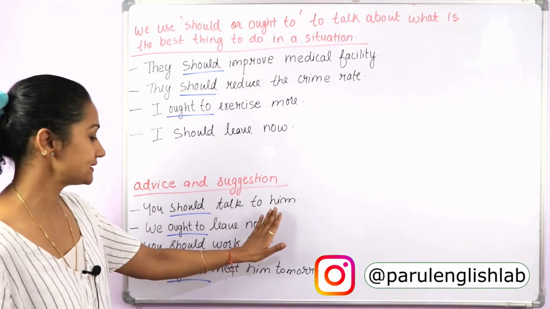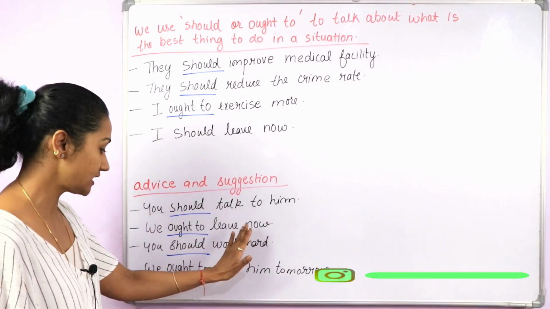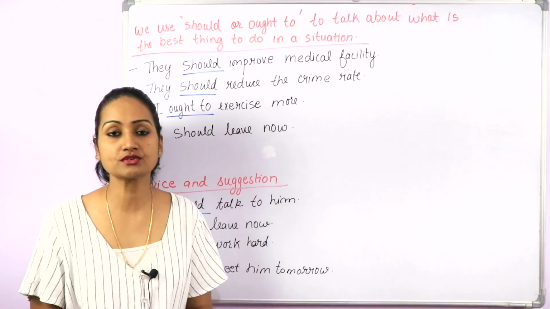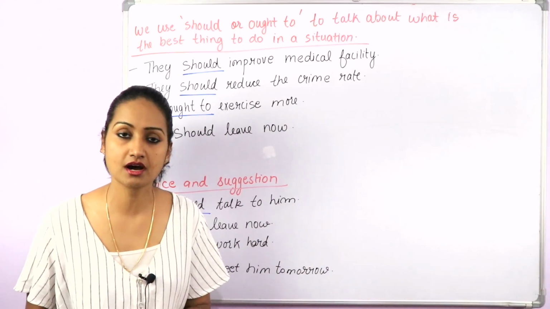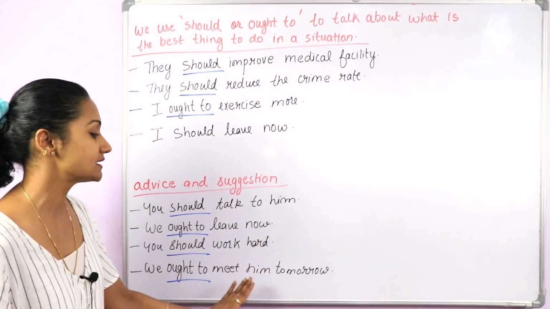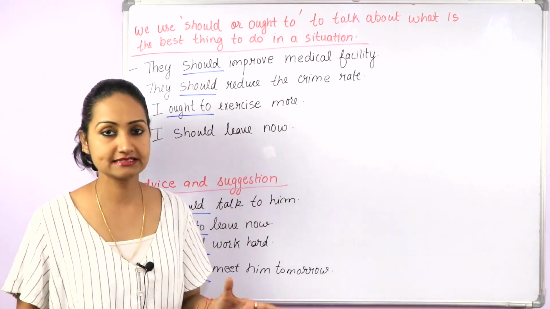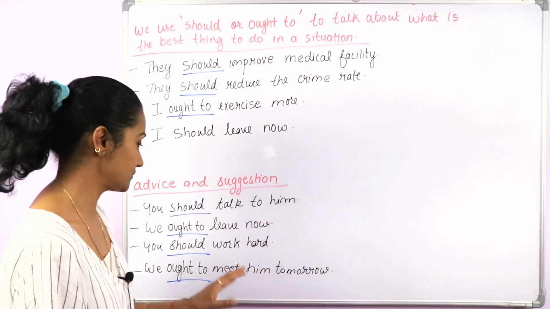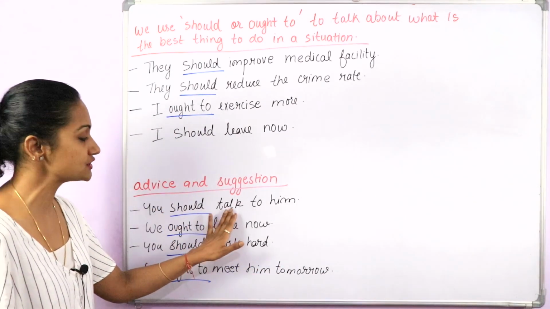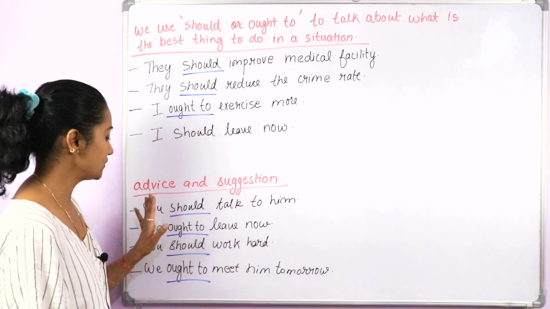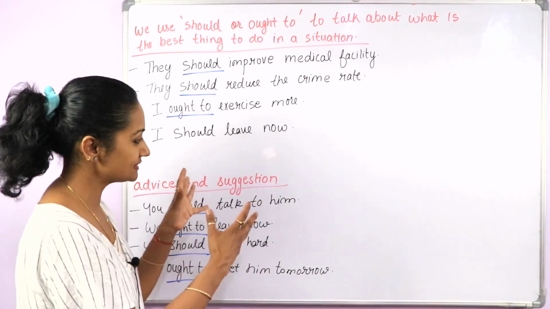You should talk to him. We ought to leave now. You should work hard. If you want to grow, if you want to get promotion, you should work hard, or you ought to work hard. We ought to meet him tomorrow. So the rule is same, subject plus modal verb plus first form of the verb. Subject, modal verb and first form of the verb. We ought to leave now. You should talk to him. So this is the rule.